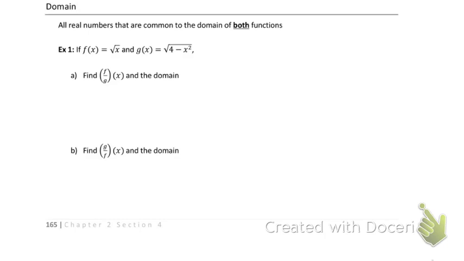So let's look at what we have here. We have an example. F of x equals square root of x, and g of x equals the square root of 4 minus x squared. We have two equations right there. We're going to combine them using division for both of these. Which means I need to know the domain of function f, and I need to know the domain of function g in order to figure out what happens when I compose them together. So let's talk about their domains.